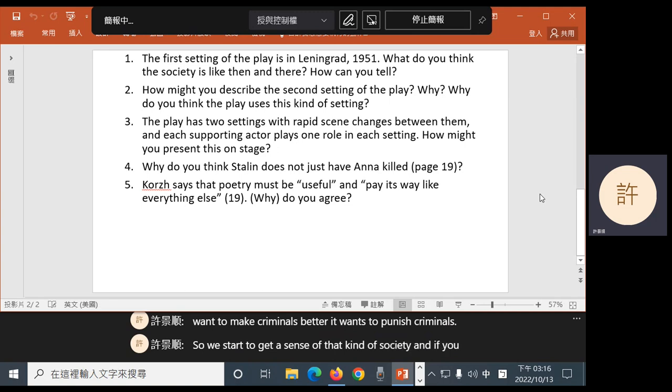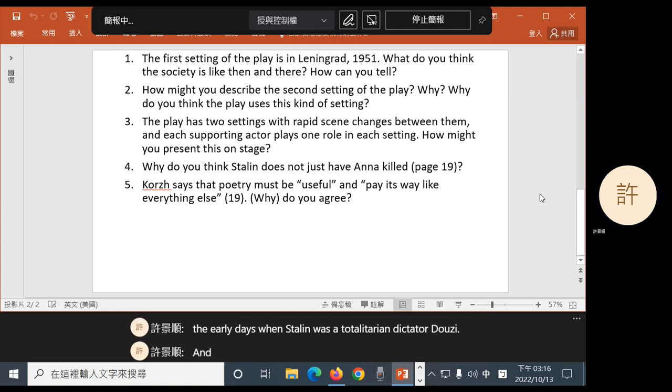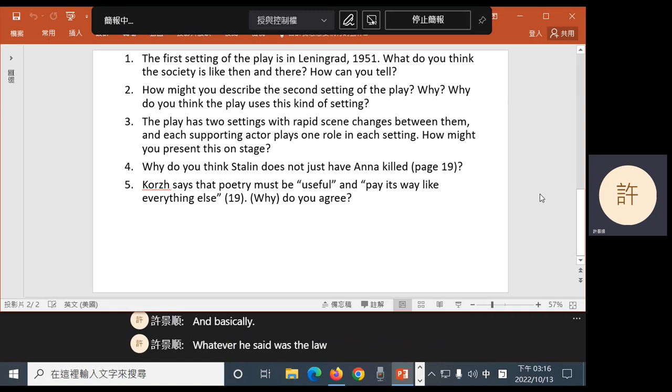And if you know your history, this is in the Soviet Union, USSR, in the early days when Stalin was a totalitarian dictator. Basically, whatever he said was the law. And any slight sign of disagreement or disobedience was illegal. And you have the secret police, and the secret police would also recruit ordinary people to spy on each other to make sure that everybody is following whatever Stalin wants them to do. These people are called informants. So that's the kind of society that Akhmatova and her friends live in.